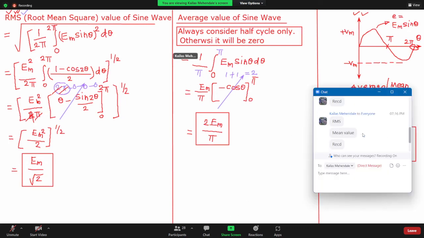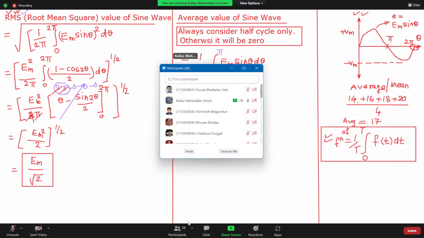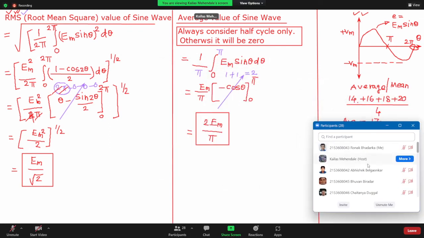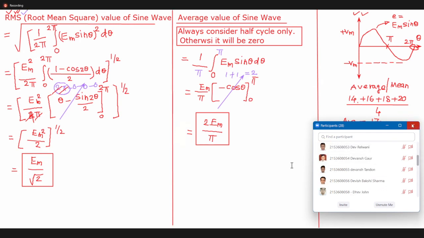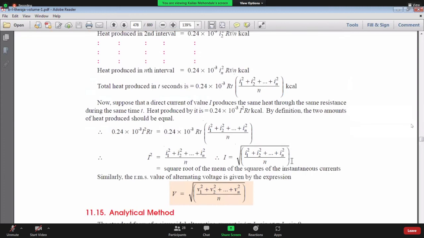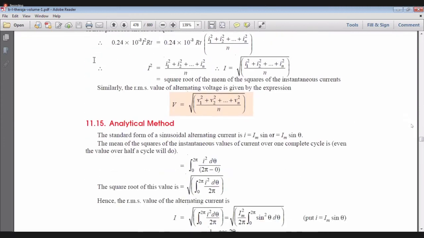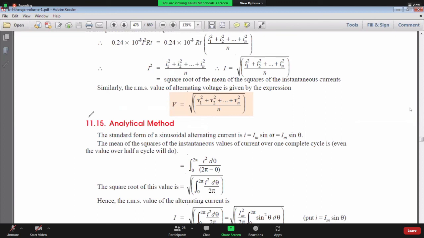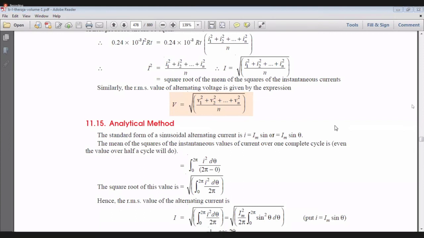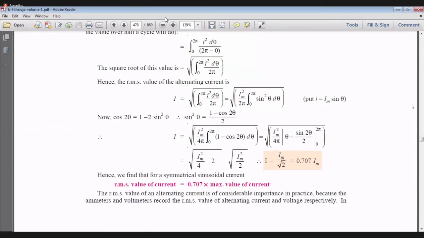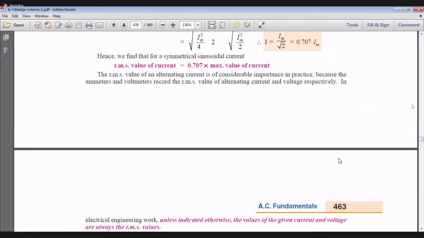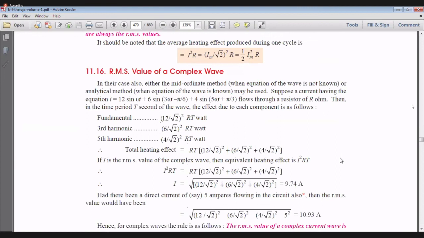Wonderful. Let us go back to the textbook and see what it has to say. Here the author has done the derivation by two different methods. We have followed the analytical method, which is good enough. The value comes out to be I is equal to Im by root 2, or 0.707 times Im. Same expression as we got. Next, the RMS value of a complex waveform I will not do today, but we will definitely find the RMS value of some complex waveforms.